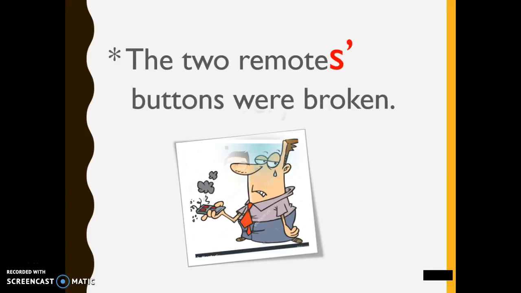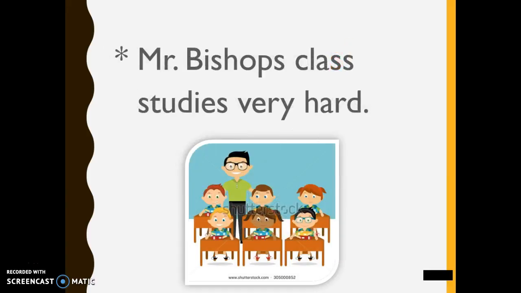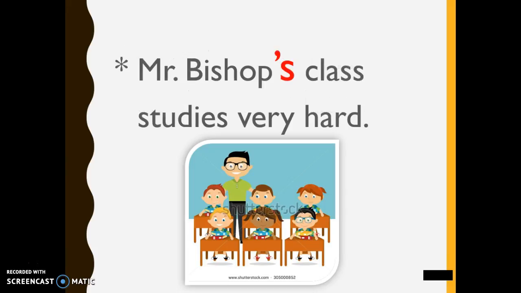Sentence number 3. Mr. Bishop's class studies very hard. Please pause the video at this time so you can insert the apostrophe in the correct possessive noun. The correct answer, the apostrophe goes before the S in Mr. Bishop. Mr. Bishop is just one person, so his class belongs to him.